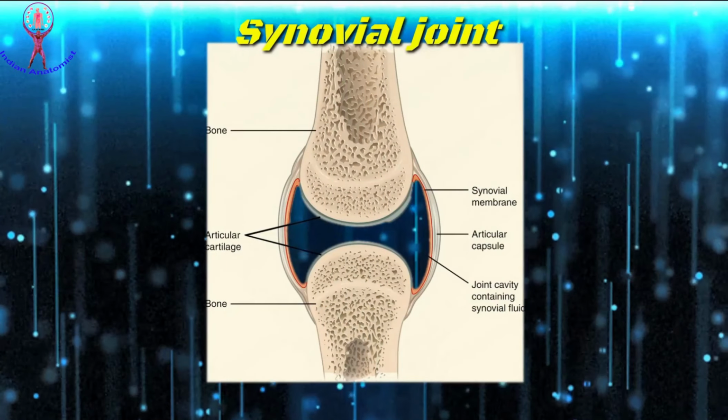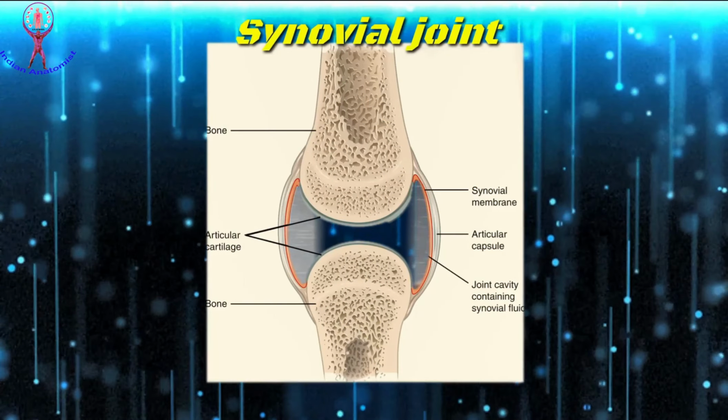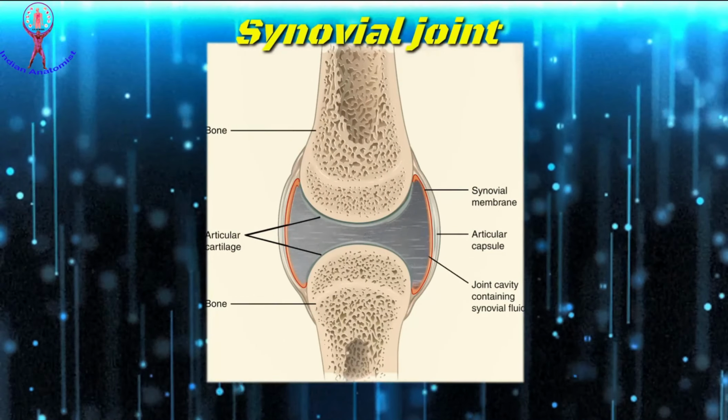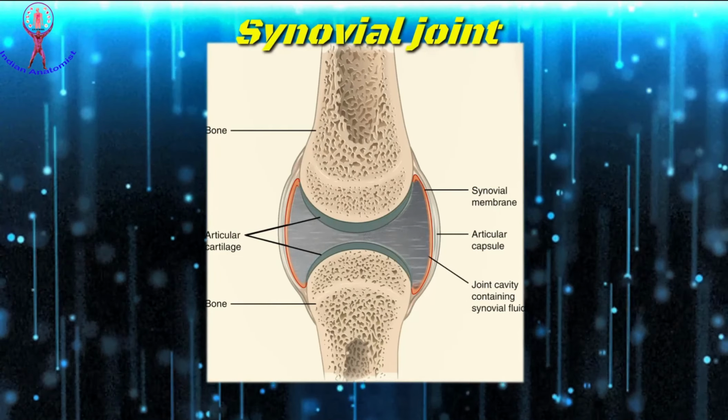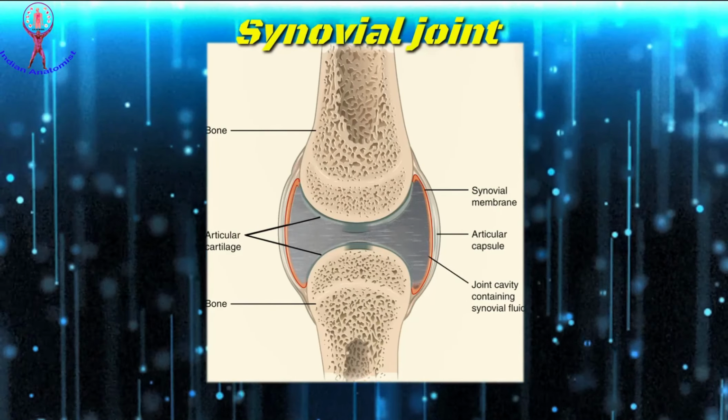This animated image shows the general structure of a synovial joint. Dear students, see the free flow of synovial fluid in the joint cavity. Now, what are the key features of a synovial joint? Number 1, in all the synovial joints, the articular surfaces are lined by articular cartilage. It is mostly made of hyaline cartilage.